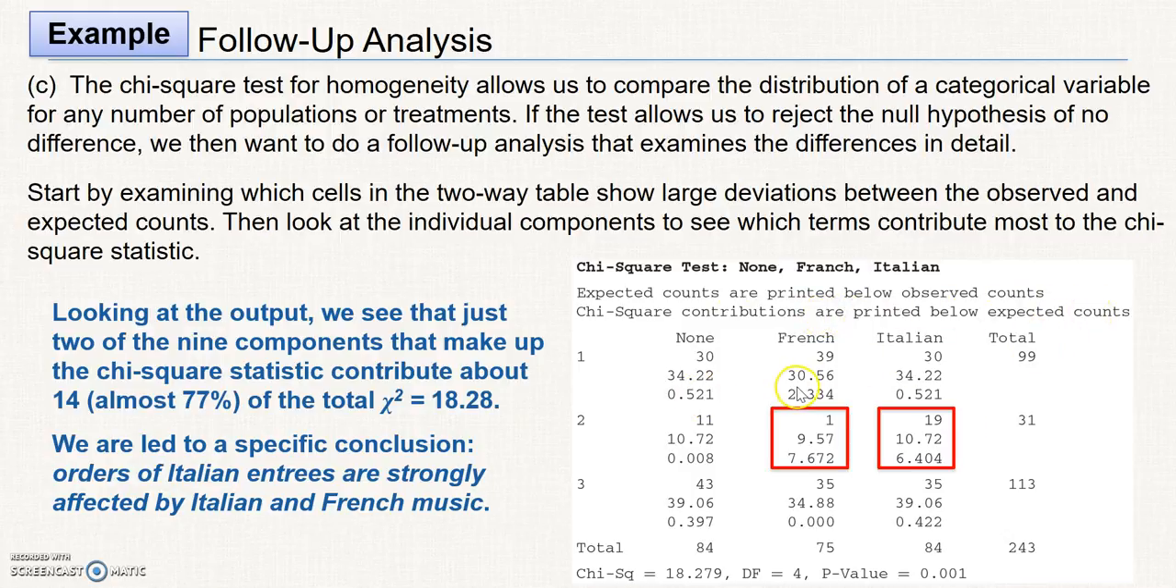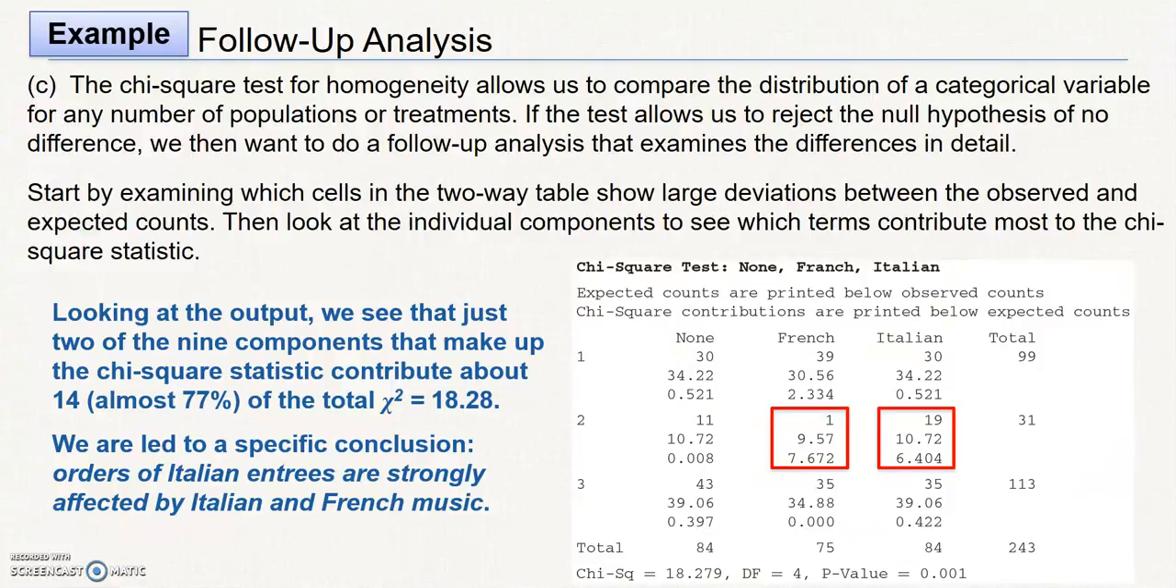Okay, so these numbers here are the ones that contribute to the chi-square test statistic. You can see that these two values are much larger than the rest. So looking at the output, we see that just 2 of the 9 components that make up the chi-square test statistic contribute 14, almost 77% of the total 18.28. They want you to go a little bit further, though, and it says we are led to a specific conclusion. Orders of Italian entrees are strongly affected by Italian and French music.